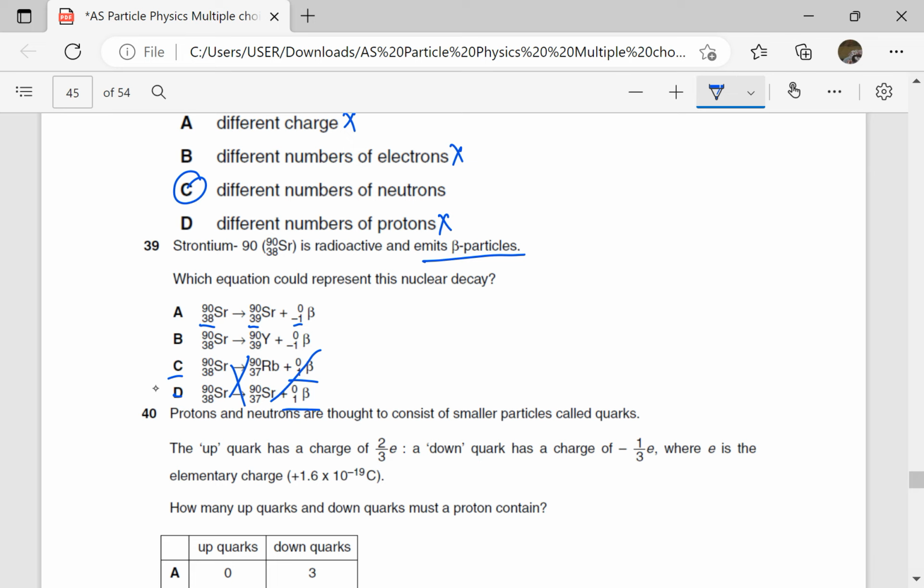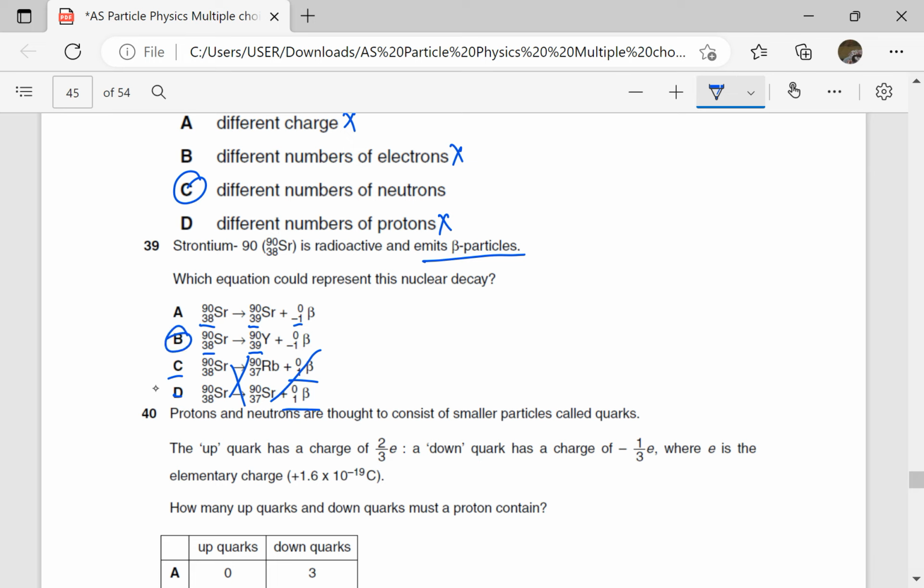Then let's see this one. 38, 39 minus 1, that is balanced. 90, 90, that is balanced. But the proton number has changed, yet they say strontium is radioactive and emits a beta particle. And here we are seeing it has remained strontium with 90 and 39, yet the proton number has changed and it has remained strontium, which is not possible.